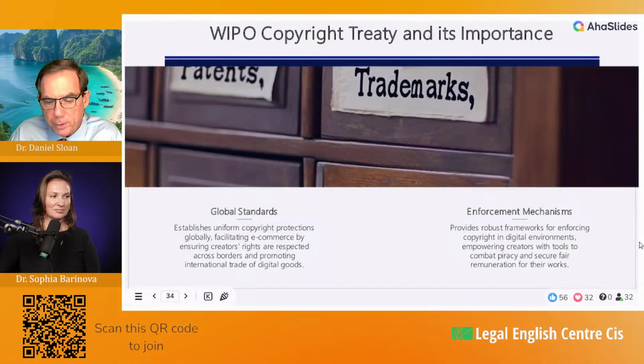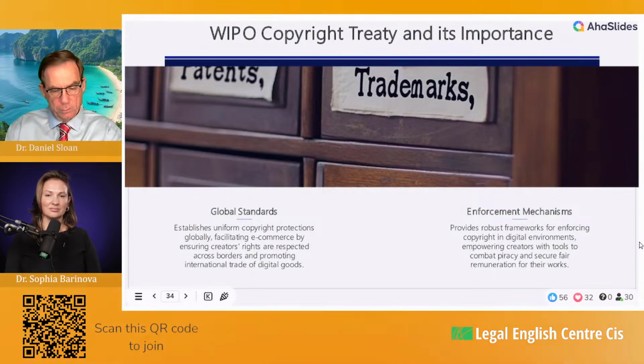So, the WIPO Copyright Treaty and its importance. It helps us adhere to global standards, establishes uniform copyright protections globally, facilitating e-commerce by ensuring creators' rights are respected across borders and promoting international trade of digital goods. So it's just as it is with the United States or a federal government, you have an umbrella, overarching regulation. So those global standards are set, and WIPO, with its agreements, helps control that.